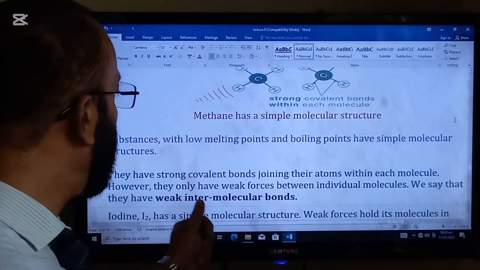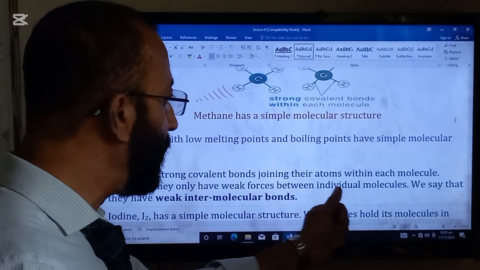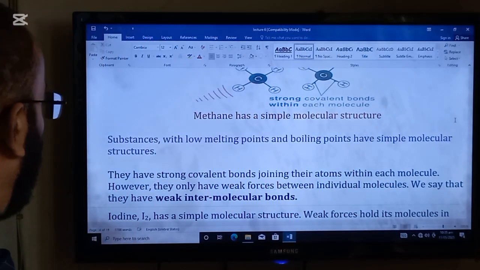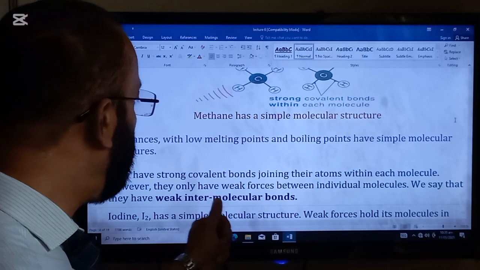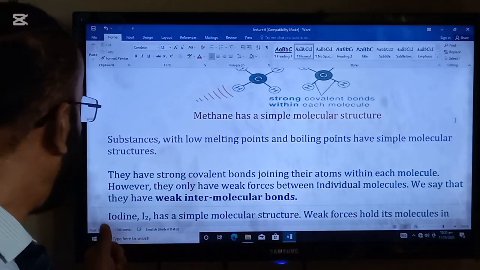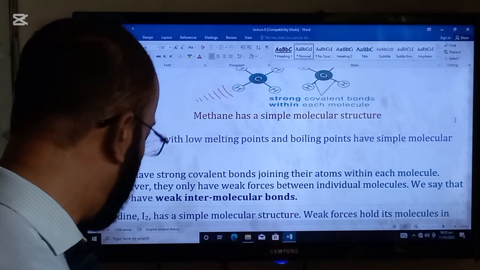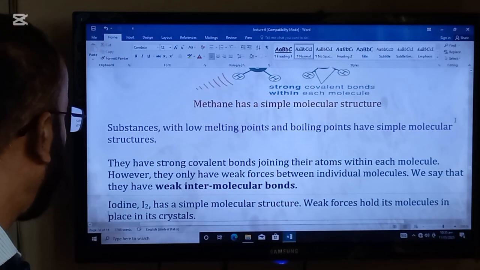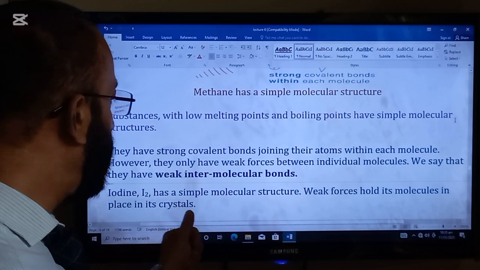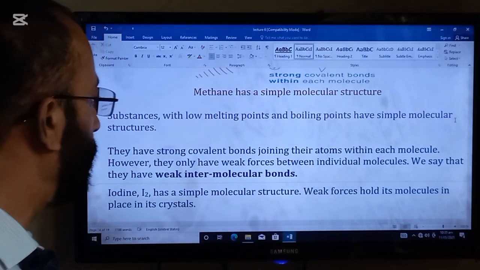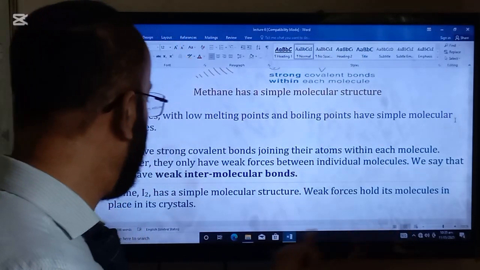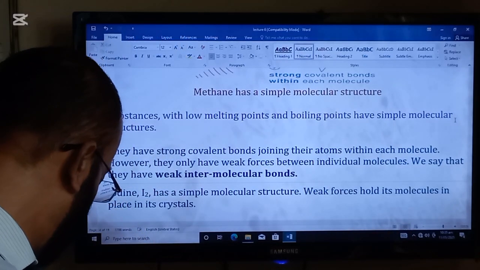They have strong covalent bonds joining their atoms within each molecule. However, they only have weak forces between individual molecules. We say that they have weak intermolecular bonds. Iodine, I2, has a simple molecular structure. Weak forces hold its molecules in place in its crystal.